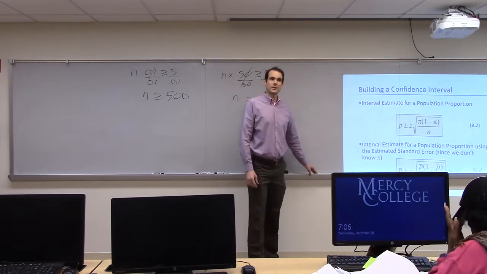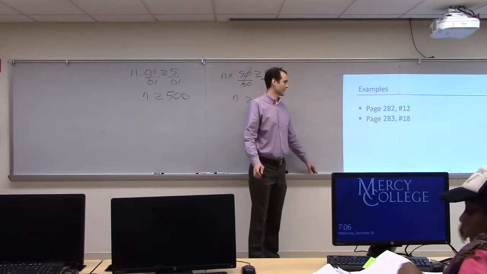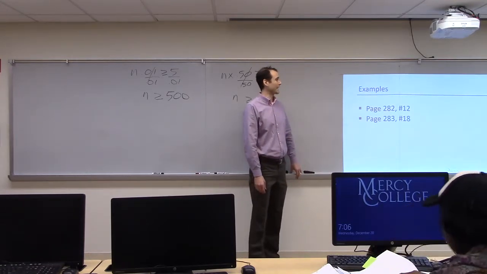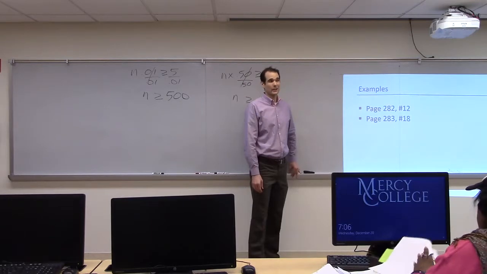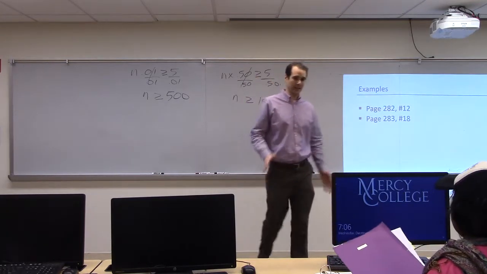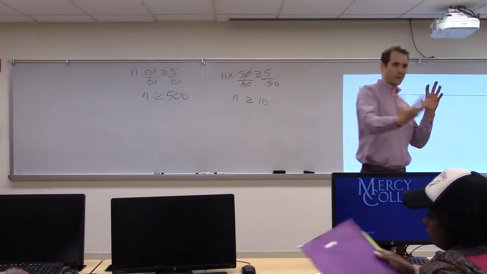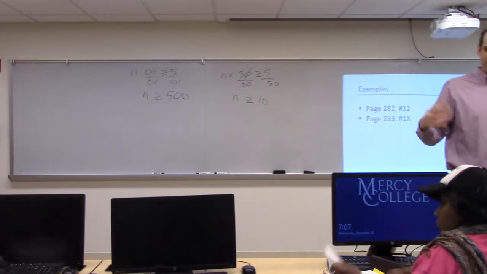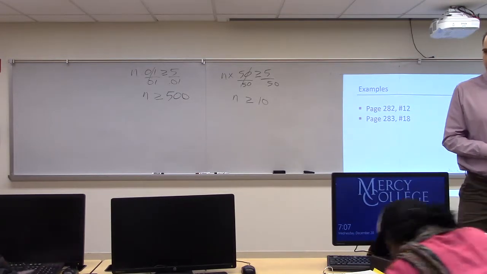Should we try an exercise? Fantastic. Go ahead and turn to page 282. Let's take a look at number 12. We'll do what we always do, just look through that, try to think about where you think the numbers go, explain them to your neighbor, and then we'll come back together and make sure everyone understands this.